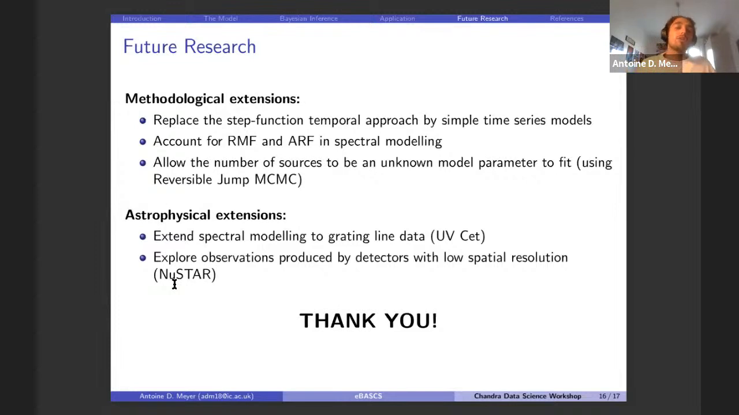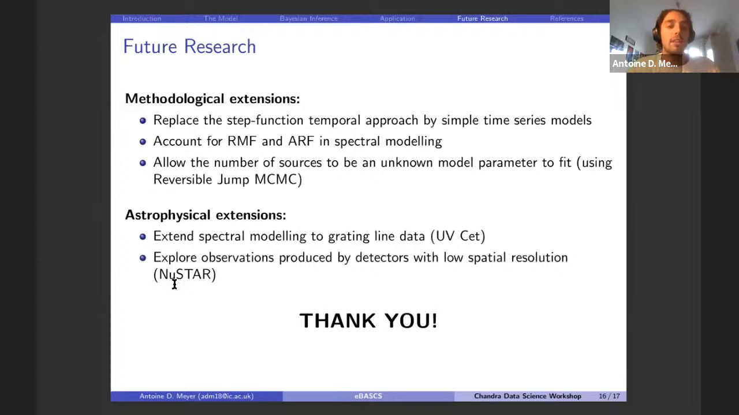The step function approach, you can make it very flexible by considering a very high number of time bins, but of course this is not very scalable because you'll have a lot of parameters to fit. And also we have the added burden of defining the time bins before using our model. And all of these problems are kind of removed if we use simple time series models. So we're going to experiment with that.